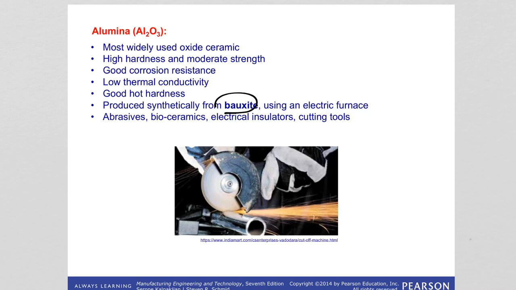Alumina also has good corrosion resistance, low thermal conductivity, and good hot hardness. That means at high temperature, it preserves its hardness. Of course, that makes it suitable for high temperature applications, such as cutting tools, abrasives, and electrical and thermal insulation. It can also be used as a bioceramic that we put in our bodies to replace certain organs, certain body parts.